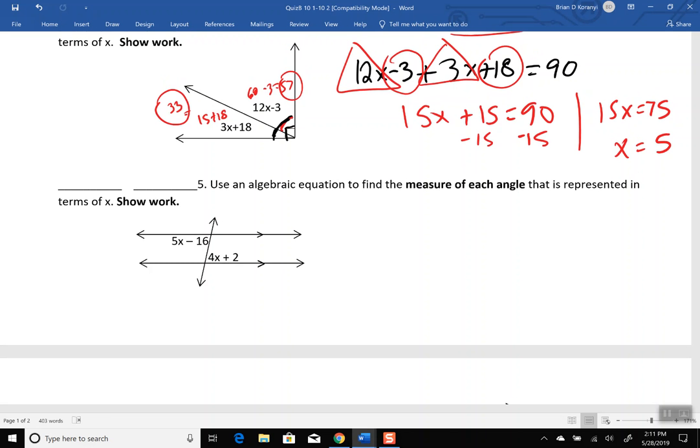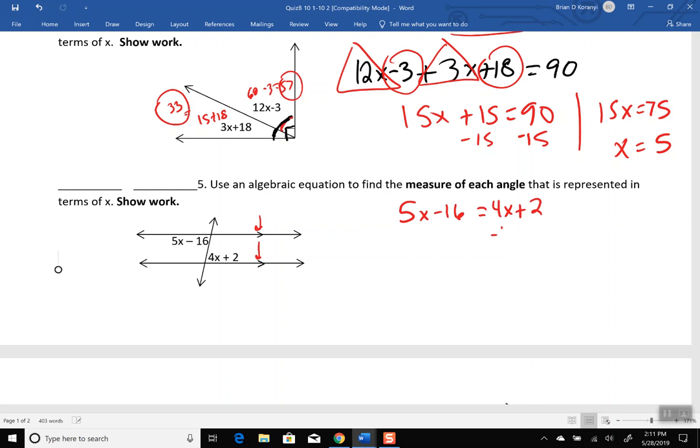Using an algebraic equation, find the measure of each angle represented. Show work. Again, these are two parallel lines. I know they're parallel because this is my symbol for parallel lines. So alternate interior angles are equal, so I can set these two equations equal to each other. So 5x minus 16 is going to be equal to 4x plus 2.